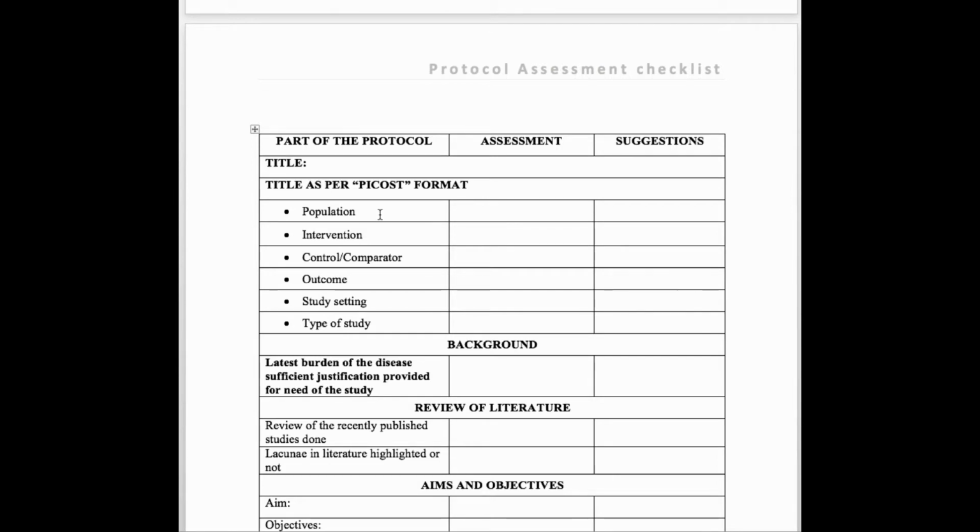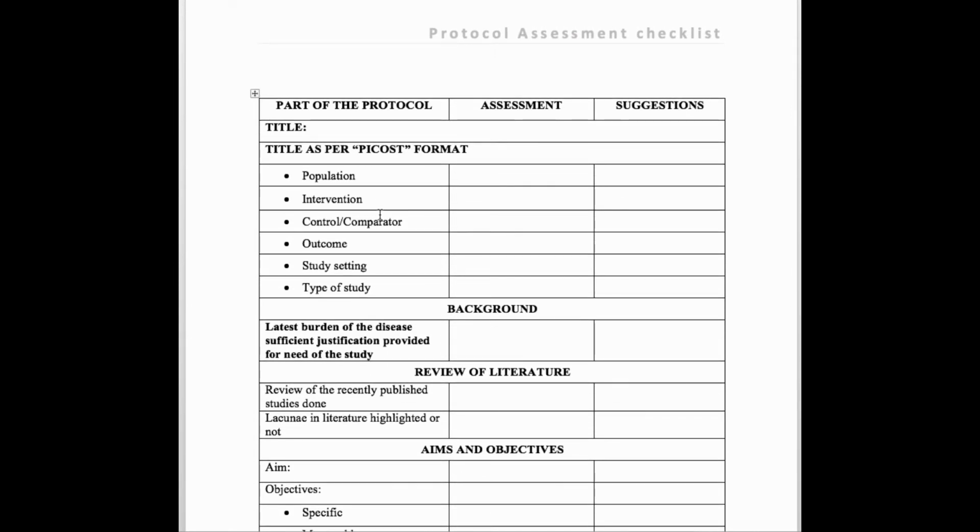Internationally, there is a recommended standard format for title, the PICOSS format, and DNB and various universities recommend your thesis title to be in this format. What is PICOSS? P is population. What is your study population? Whether subjects with diabetes, antenatal women with first trimester vaginal bleeding, or a patient presenting with diabetic ulcer. All these are your study population. What disease condition you are including as a study population.